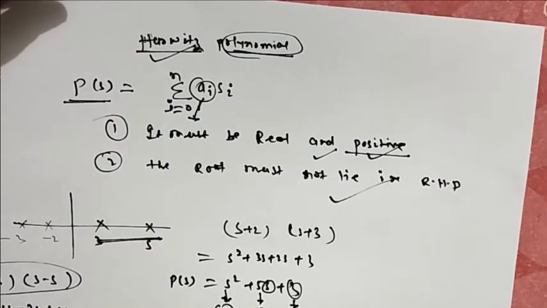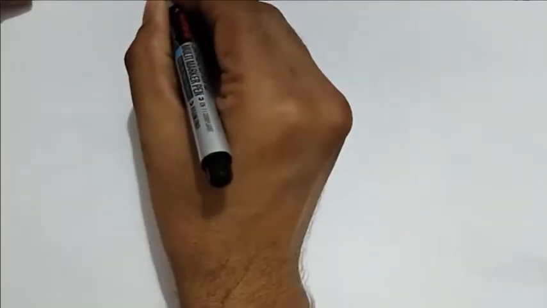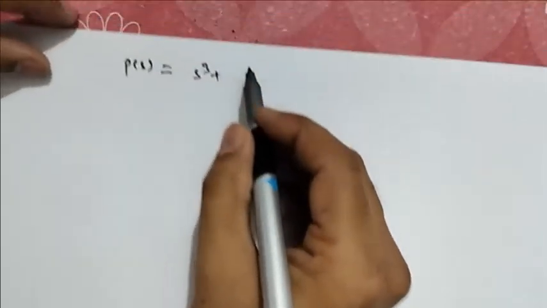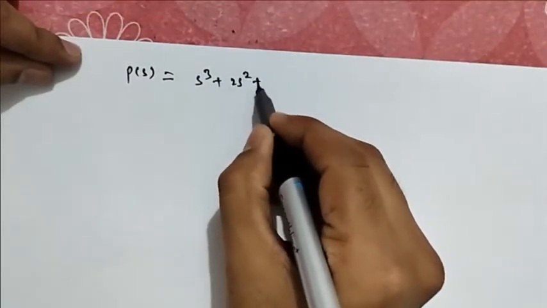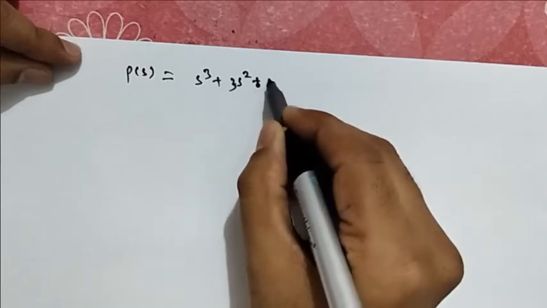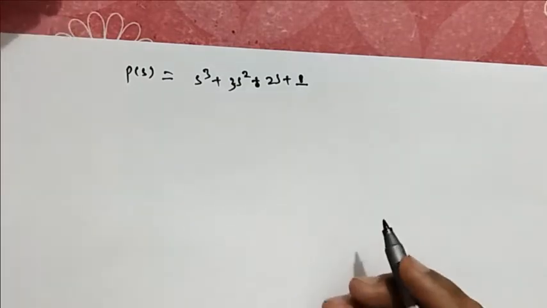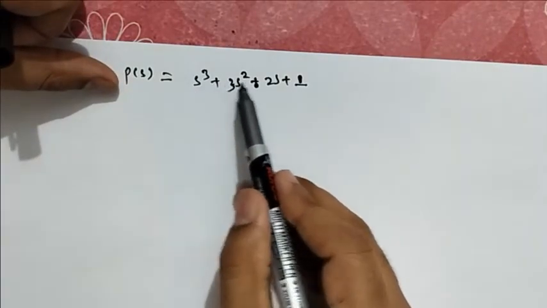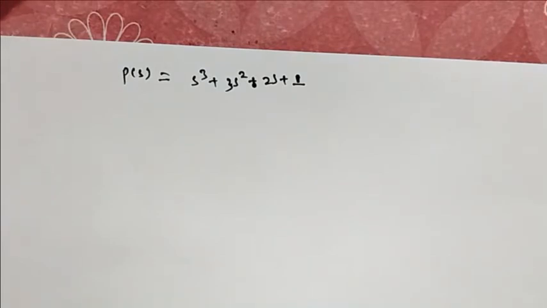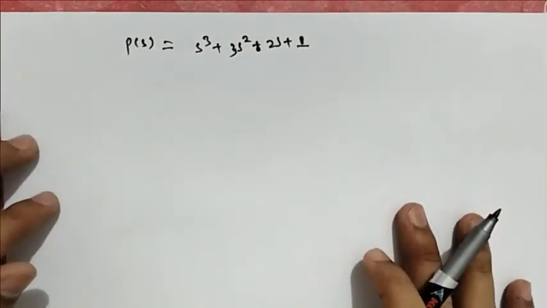Now we are going to take one equation and see. Suppose P(S) is S cube plus 2S square plus 3S plus 1. Now this is your equation. The coefficients are positive, but we need to verify whether it is Hurwitz or not. Now we will see how to verify this.